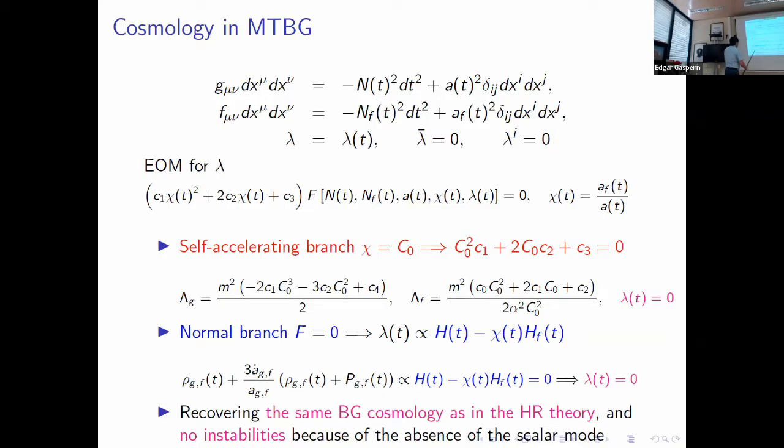In other words, we can assume rho g. We can put any kind of matter we want in the g sector. But then rho f is basically introduced just to give one system. So you're saying that each sector has its own matter? Yeah, yes. And this represents the constraint.